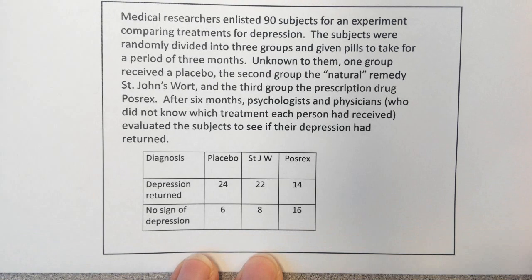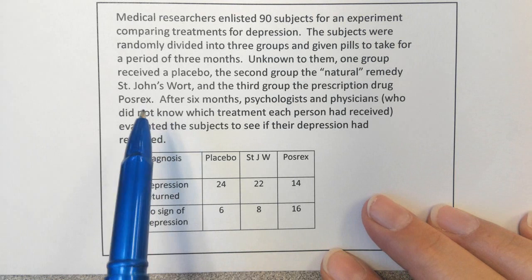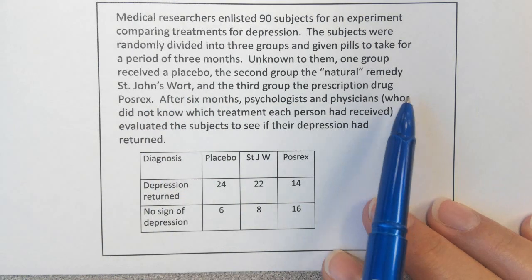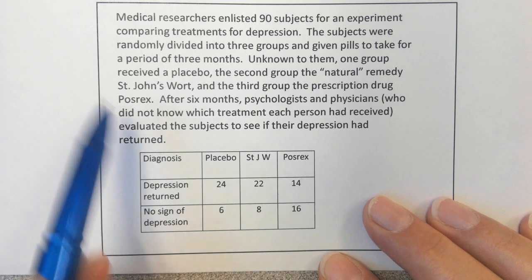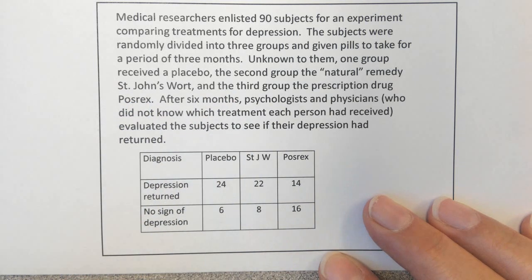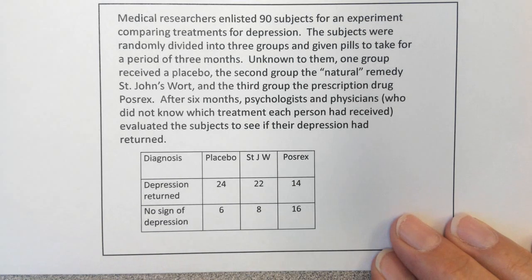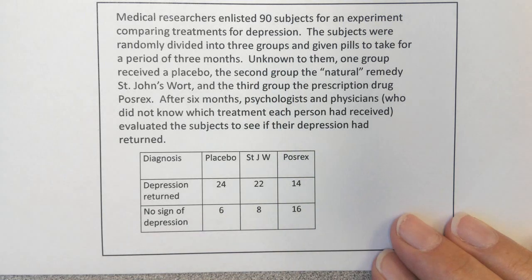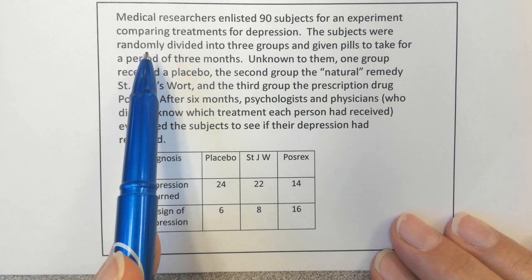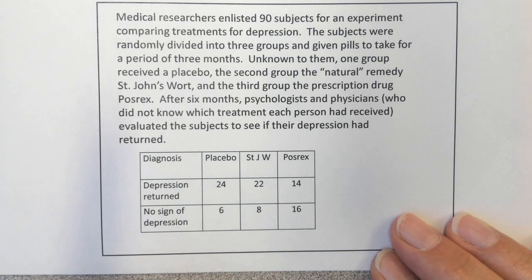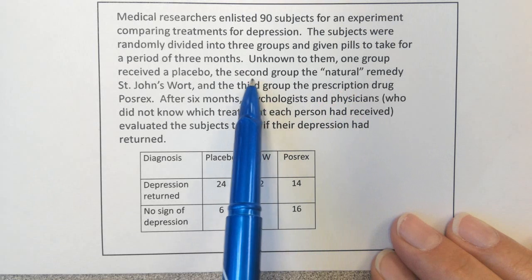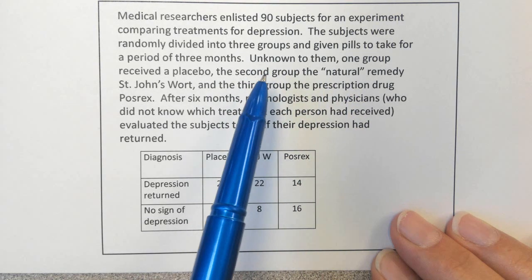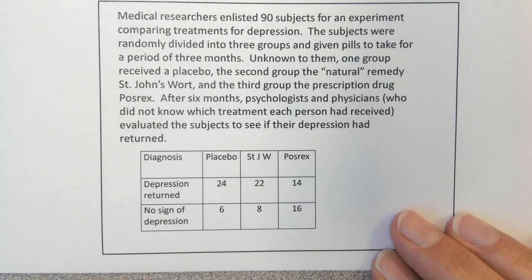Okay, so sorry about that. The third group got a prescription drug called Posrex, I guess. So we're trying to probably see if this prescription drug works better than the natural remedy or nothing at all. It is a well-designed experiment because we have multiple subjects in each group. We have replication, we have randomization of treatment assignment, and then we have control by doing blinding, unknown to them. We can control sources of variation there.